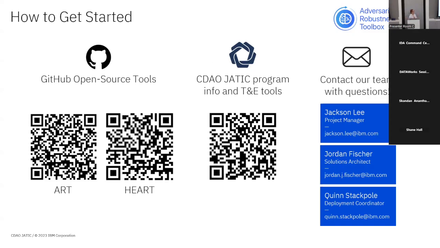So I'll share with you a couple of QR code links. On the left-hand side, we have the tools, ART and HART. These are open source GitHub repos. In the middle, we have the CDAO JATIC program, which is going to have both HART and other tools for testing and evaluation for the DoD context. And of course, if you have any questions, myself or other members of my team will be happy to answer or connect you to other members of the team who may be able to better answer your questions.